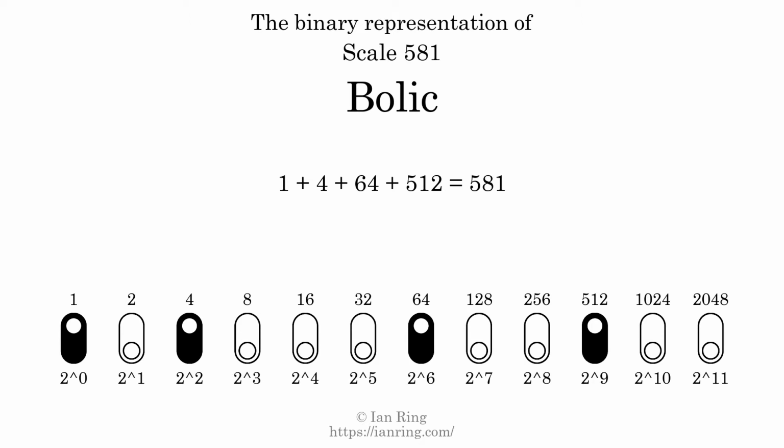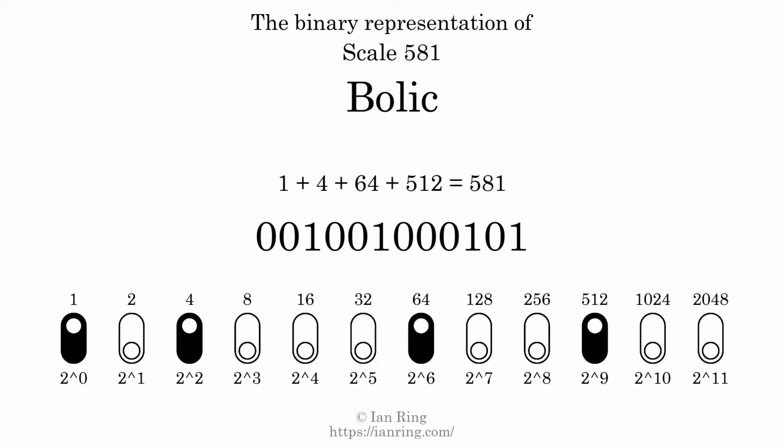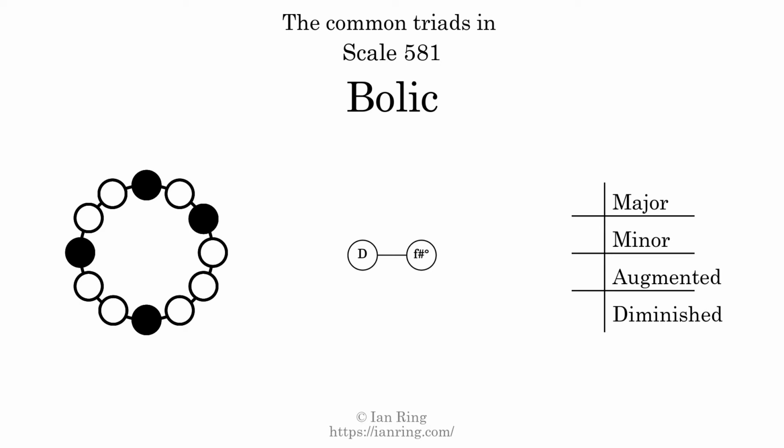The scale number not only enumerates the scale with a unique index, but it also literally describes the tonal content of the scale. Represented as a binary number in base 2, the scale number is 00100100000101. Here are the common triads present in this scale.